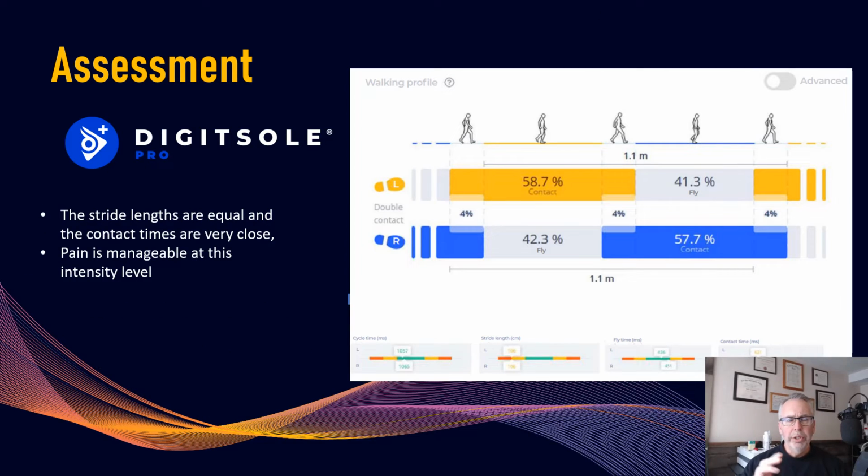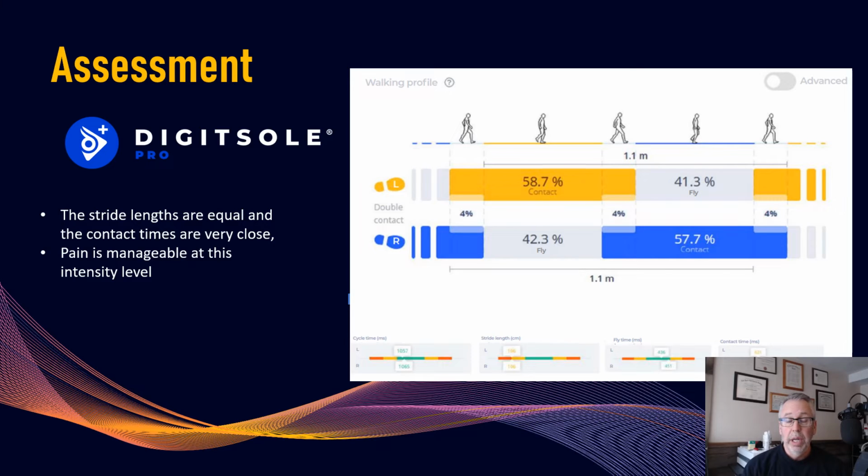So Mr. Millet used the Digitsole system to do an evaluation in a lower extremity screening process through gait analysis. And so you can see this is the actual analysis right here. We look at the stride lengths, and they're fairly equal. So 1.1 meters, actually that would be very equal in terms of the stride length.